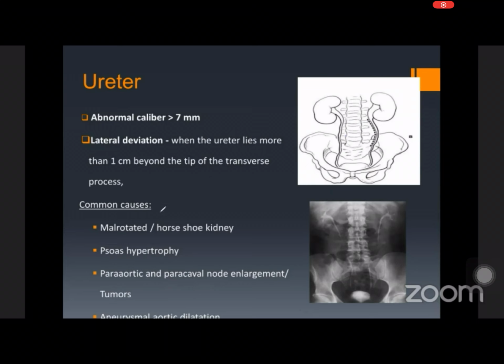So some of the common causes of lateral deviation of the ureter are any space occupying lesions, which can be due to iliopsoas hypertrophy, or it can be lymph nodal enlargement or a tumor.